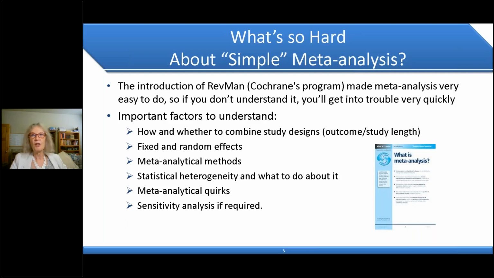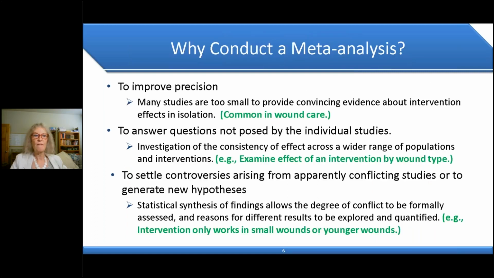The first thing you have to figure out is whether and how to combine different study designs. This includes outcomes and study lengths. You have to really understand the difference between fixed and random effects. You have to understand the different meta-analytical methods. You have to learn how to deal with statistical heterogeneity, how to measure it, and how to assess whether it needs to be figured out or not. You'll have to learn a lot about meta-analytical quirks to get meta-analytical results correct. And finally, you'll have to understand sensitivity analysis.